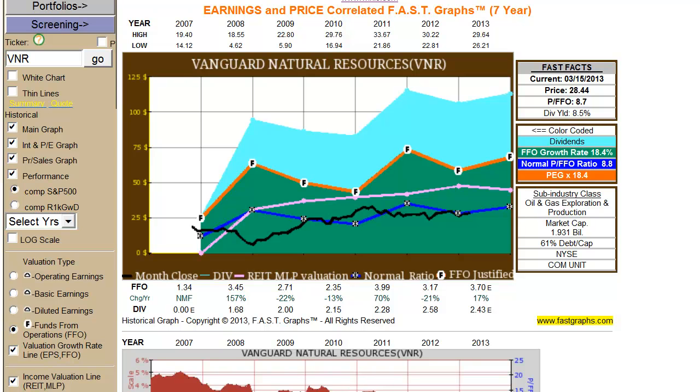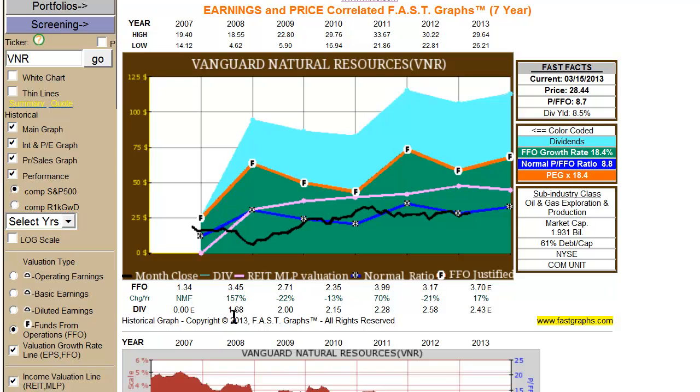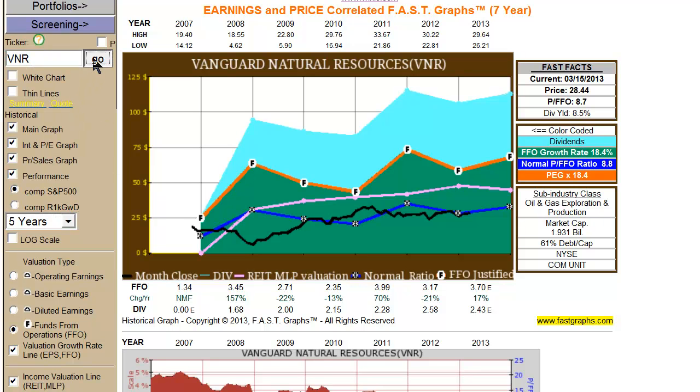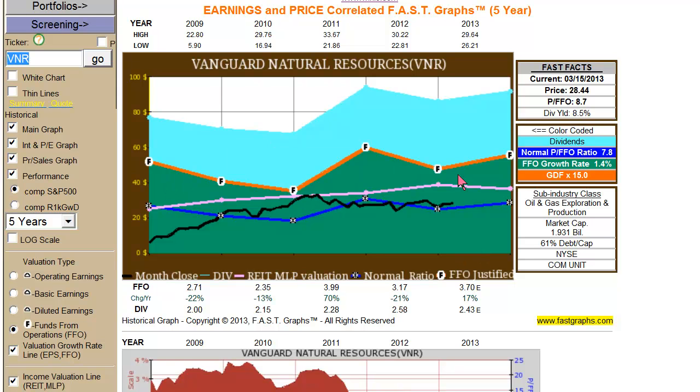So to get maybe a better picture of this, because I think this picture is distorted, it's showing me 18.4% growth. And that's technically accurate if I went from $1.34 to the current level of funds from operations. But I need to really trim this number out. So the first thing I can do is drop this down to a 5-year graph, which allows me to trim out this huge year here and see what happens to my growth rate. Now what I find out is that I have almost no growth during this period of time.